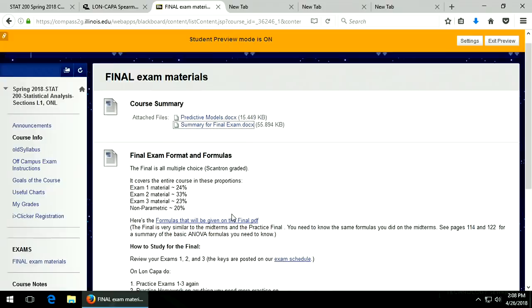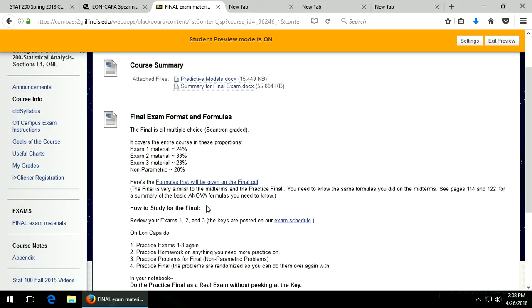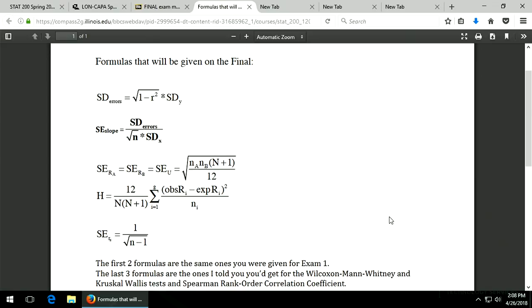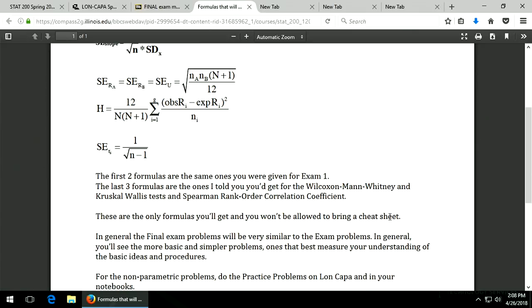All right? And the formulas that will be given on the final, you can click here. They're the same exact ones that are in your practice exam, the yellow practice exam and the notes. It's very similar to the midterms and the practice final. It's just exactly what we did before. These are just the new ones from the non-parametrics, and these are the ones you've been given before.